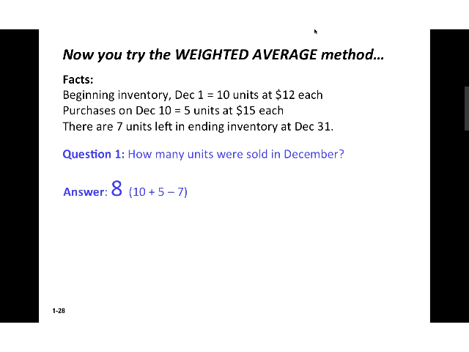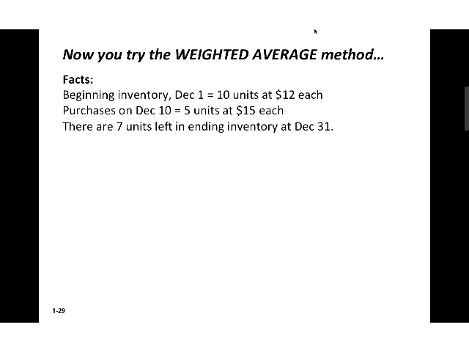Okay, the answer you should have gotten was 8. And how you get to 8 is the 10 units plus the 5 you purchased minus the 7 that were left in ending inventory. So the answer is 8. Now we have 2 or 3 more questions on this particular fact set. So I'm going to leave this question and go to the next one.